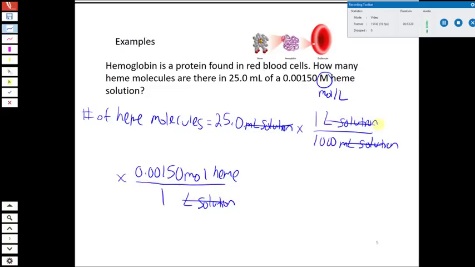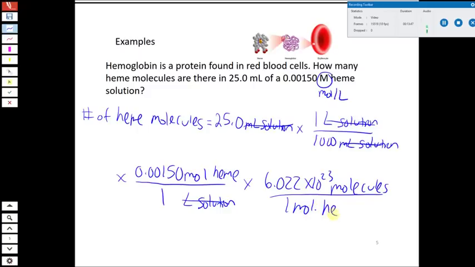So liters of solution canceled out. Now we have moles of our solute. And then because we're looking for the number of molecules, we have to then multiply by Avogadro's number to figure out how many molecules it is. So 6.022 times 10 to the 23rd molecules of heme for every 1 mole of heme. And when we multiply that across, we get 2.26.